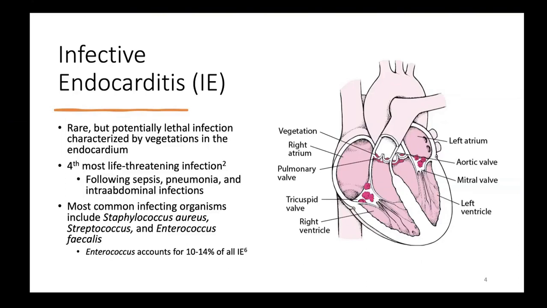For a little bit of background, endocarditis is a rare but potentially lethal infection when there are bacterial vegetations in the heart. It's the fourth most life-threatening infection following sepsis, pneumonia, and intra-abdominal infections. And then there's three big organisms that can cause endocarditis, which are Staph aureus, Streptococcus, and Enterococcus faecalis. And Enterococcus is going to be accounting for about 10 to 14% of cases.